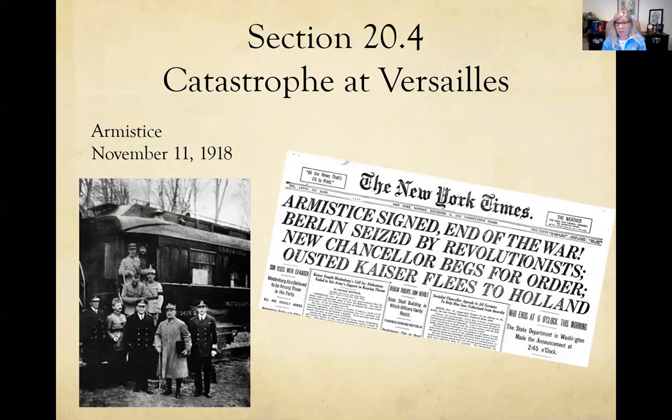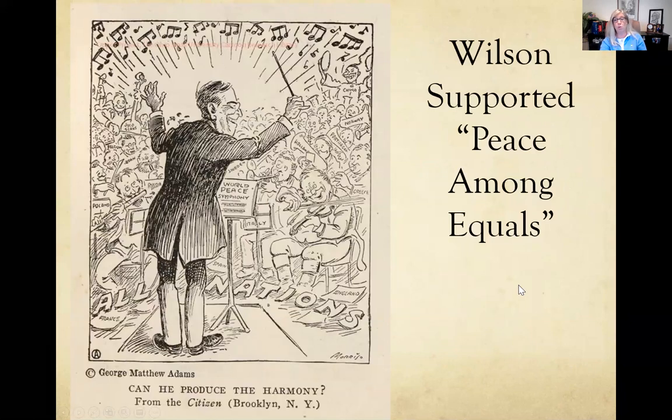So let's finish up now. The war is over. We want to look at the Treaty of Versailles. That is going to be the negotiated end to World War I. So the armistice, which was the end of the fighting, was in November of 1918. And now the leaders of the main countries involved are going to go to Versailles, which is right outside of Paris, to negotiate the treaty. And Wilson, again, coming at this from his moral diplomacy approach, is going to support what he calls peace among equals.